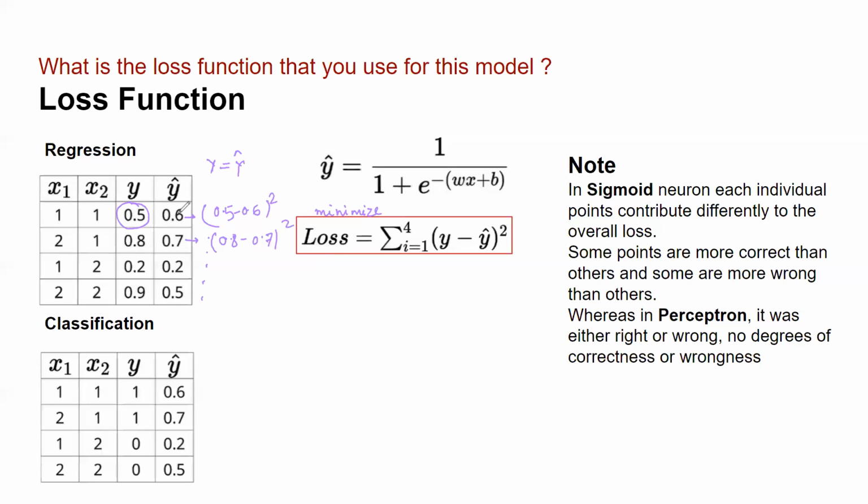What is y cap composed of? It is mainly composed of two things, w and b. In this equation, you'll see that it mainly consists of w and b. So if I am able to find the optimal values of w and b, my y cap will become close to y and my loss will be minimized.